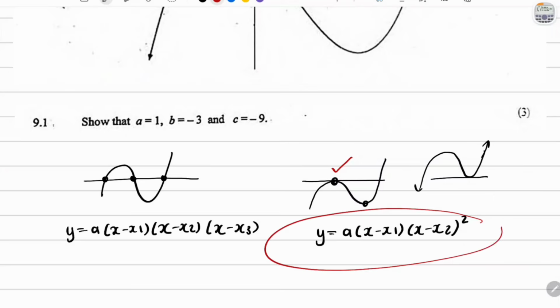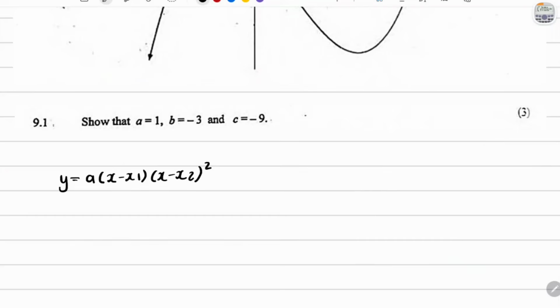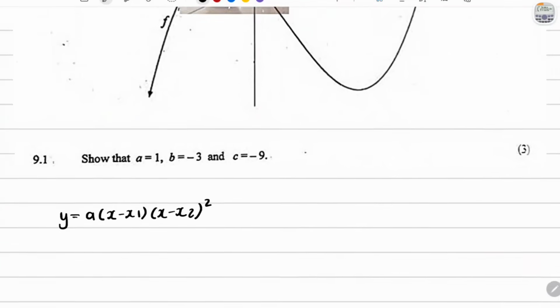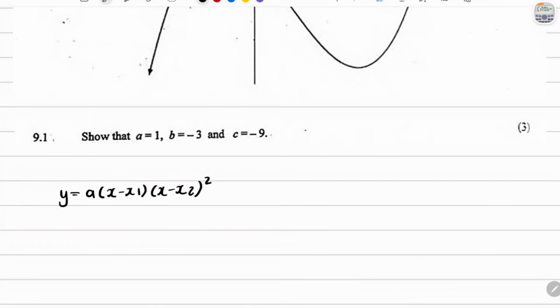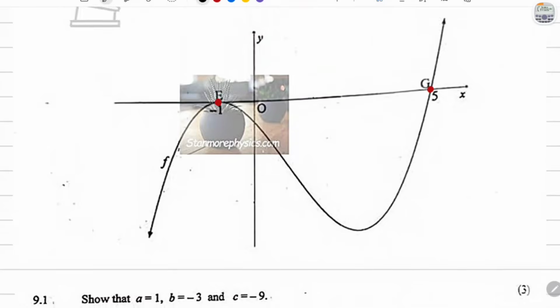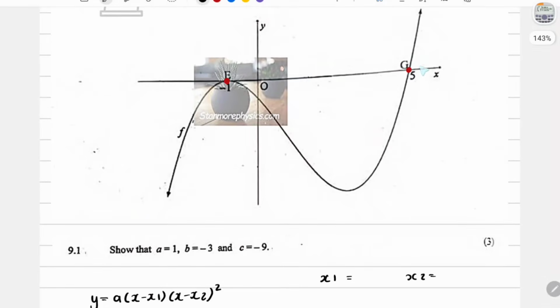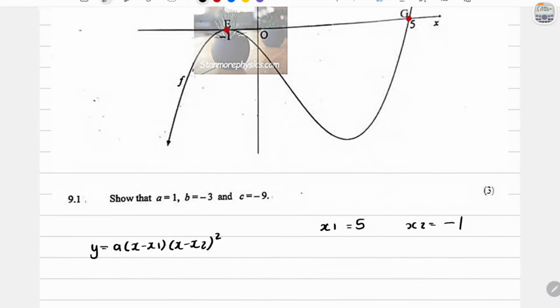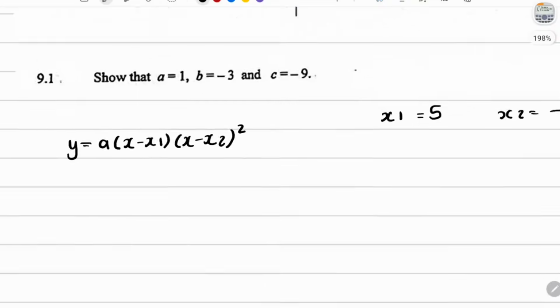And of course, we're going to use this formula. Okay, so let's just establish what is our x1 and x2. Our x2 must be the one that is a turning point and an x-intercept. Our x1 would be this one, because it's just an x-intercept, that's all, 5. And now x2 is the one that is a turning point and an x-intercept. So let's go ahead and substitute this.